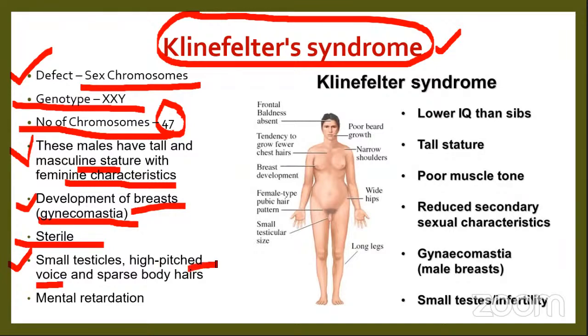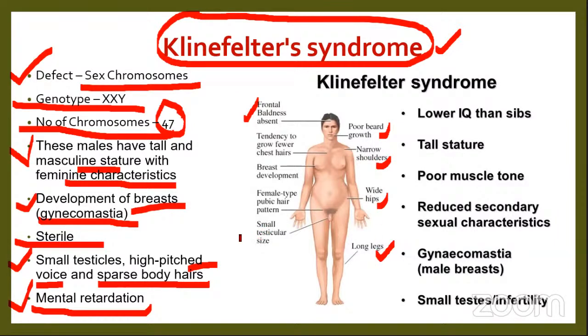High-pitched voice is a condition which is seen in females. And sparse body hair, which is a feminine characteristic. And they have mental retardation. So these are the different conditions of Klinefelter syndrome. Here in the slide, you can see the picture. They have frontal baldness absent and poor beard growth, narrow shoulders, wide hips, long legs, small testicular size, female-type pubic hair, breast development, and a tendency to grow fewer chest hairs. So this is seen in Klinefelter syndrome.